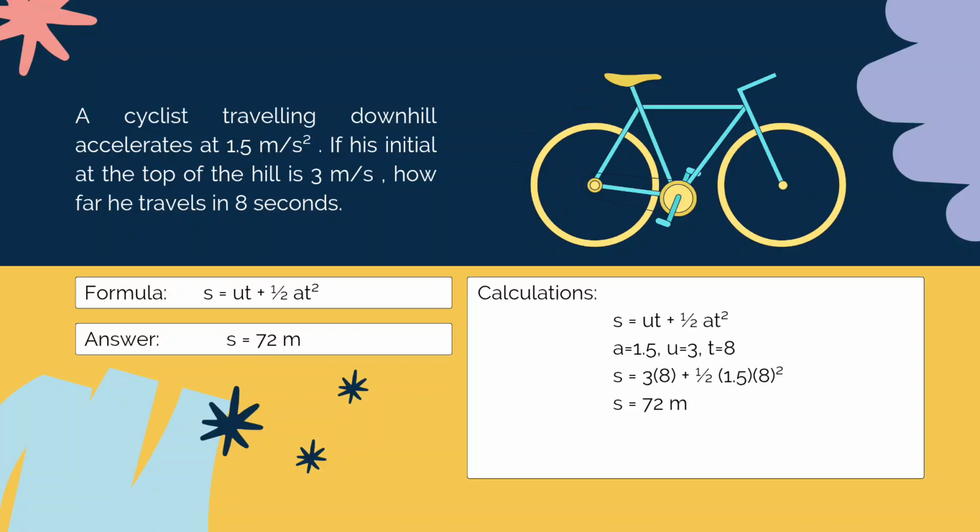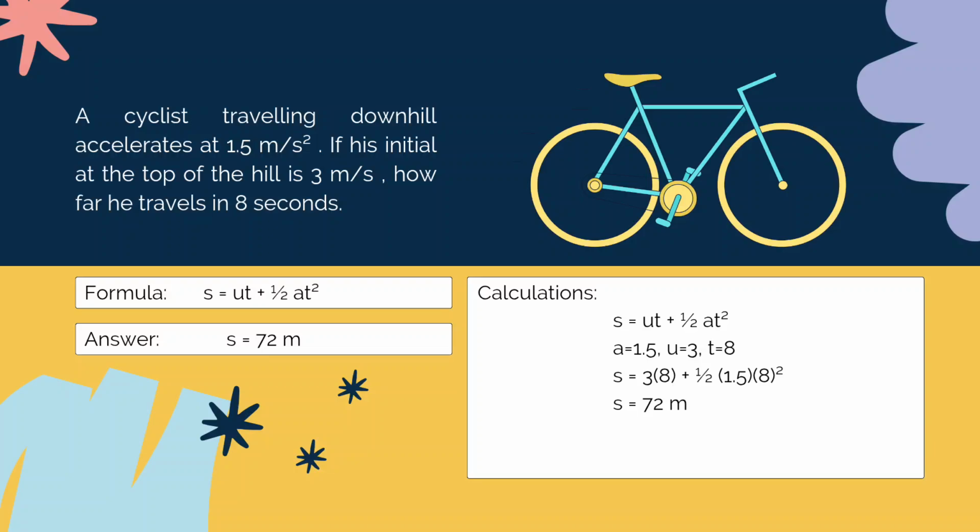Now let's substitute our known values into the equation. So we plug in 3 for u, 8 for t, and 1.5 for a. This gives us s equals 3 times 8 plus 1 over 2 times 1.5 times 8 squared.